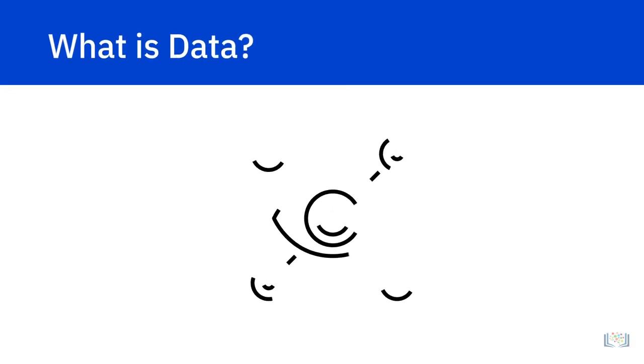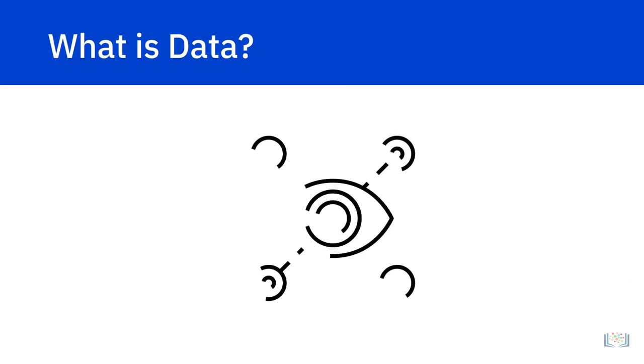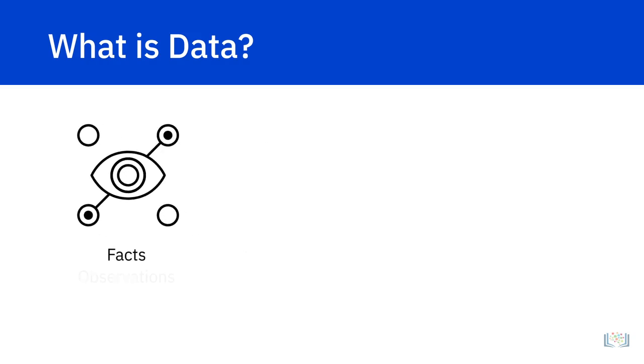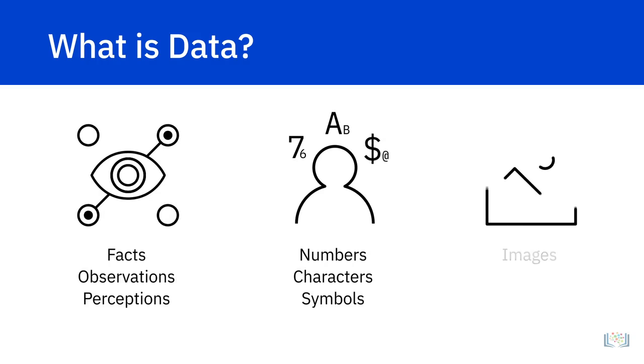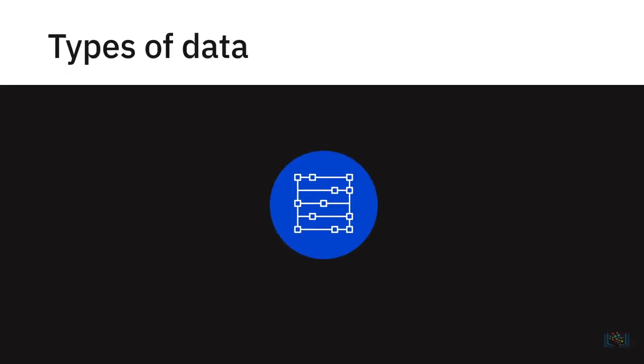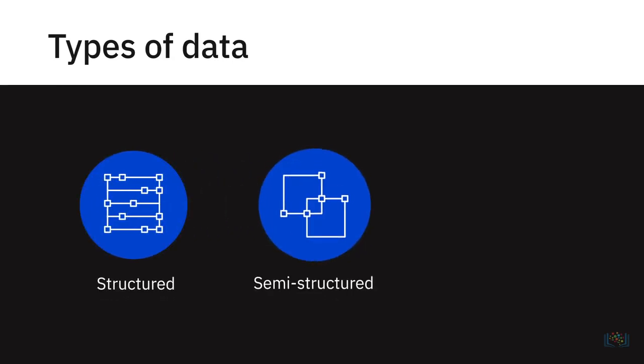Data is unorganized information that is processed to make it meaningful. Generally, data comprises facts, observations, perceptions, numbers, characters, symbols, and images that can be interpreted to derive meaning. One of the ways in which data can be categorized is by its structure. Data can be structured, semi-structured, or unstructured.